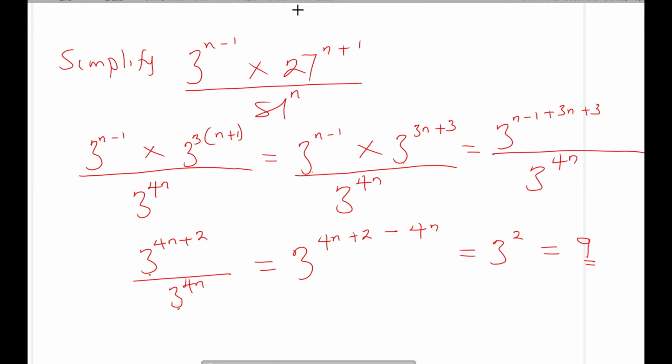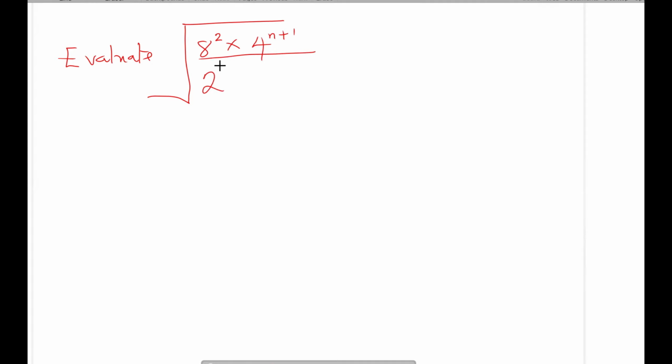And let's try another one. This one now says we should evaluate. Now we have a big square root of 8 squared multiplied by 4 raised to the power of n plus 1 divided by 2 raised to the power of 2n times 16. If we evaluate this, everything is inside this square root.